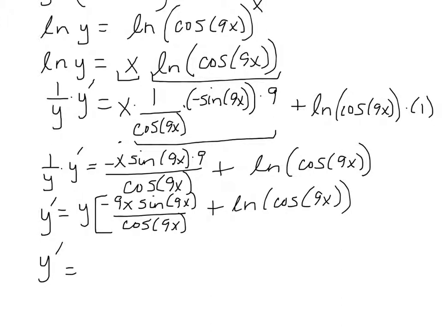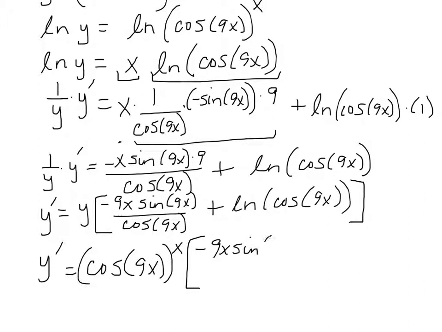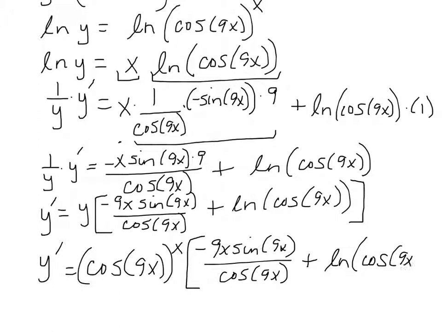In place of the y, we're going to go back to what our original function said y was equal to, and y was the cosine of 9x to the x, and then everything in the parentheses, which I forgot to close out. Negative 9x sine of 9x over cosine of 9x plus the natural log of the cosine of 9x. And I have finished taking the derivative of the function y equals cosine of 9x to the x.